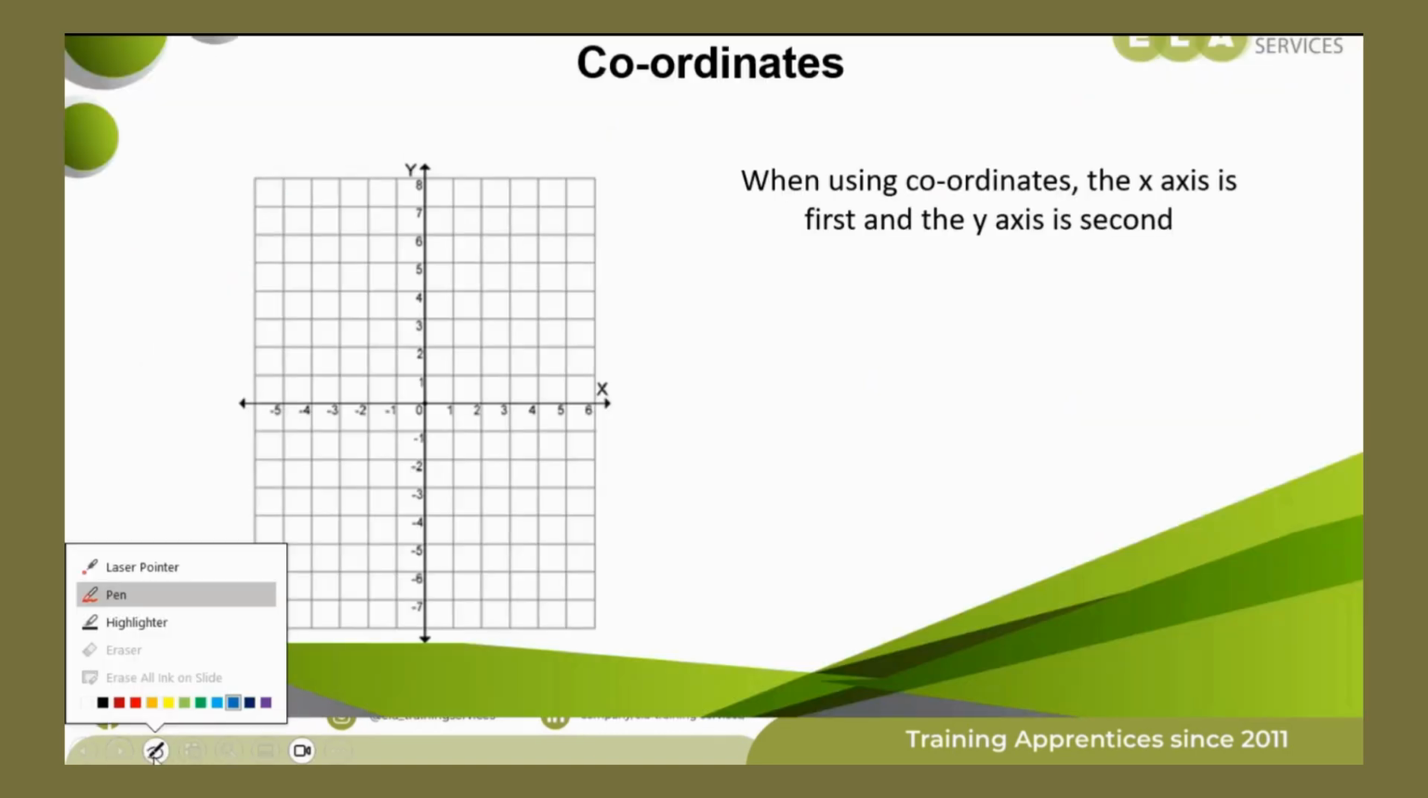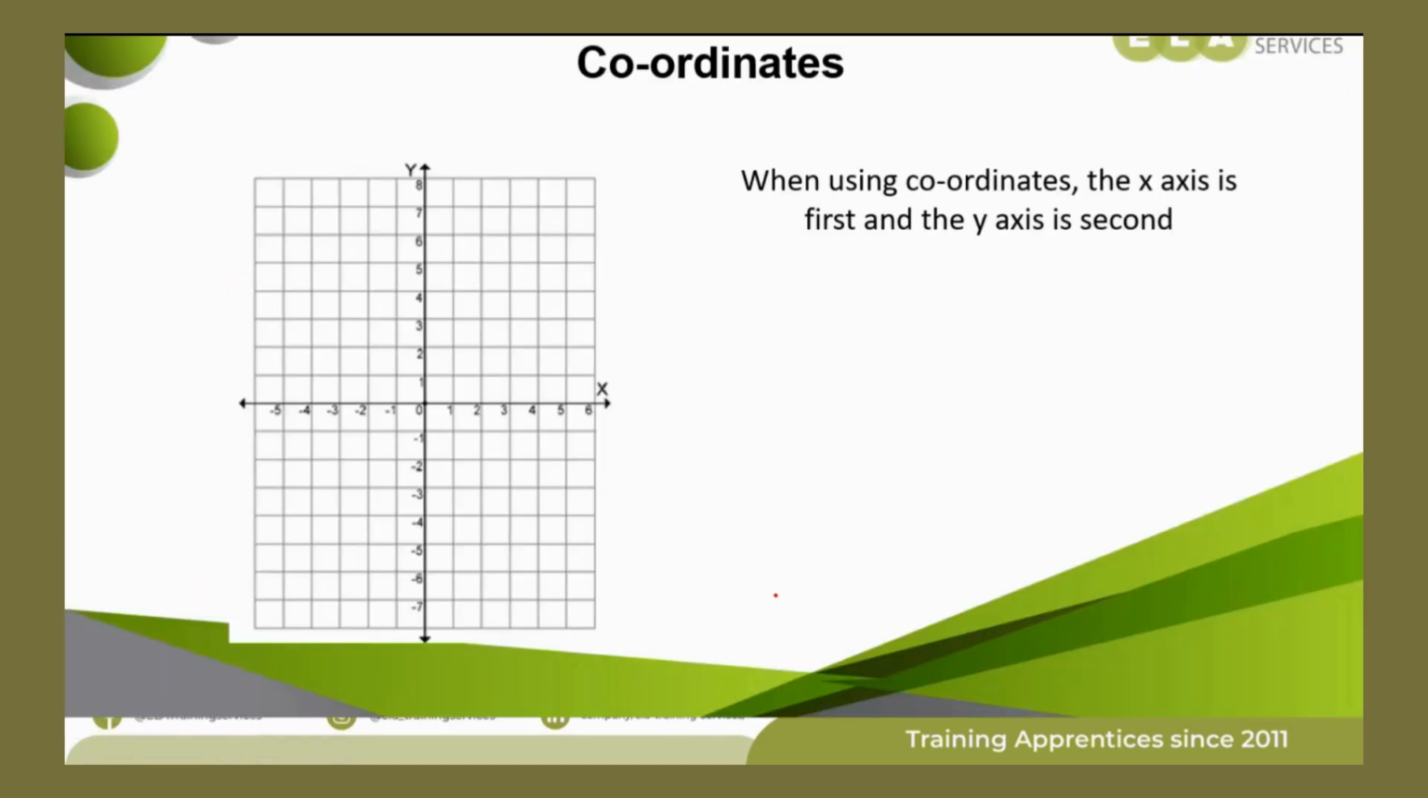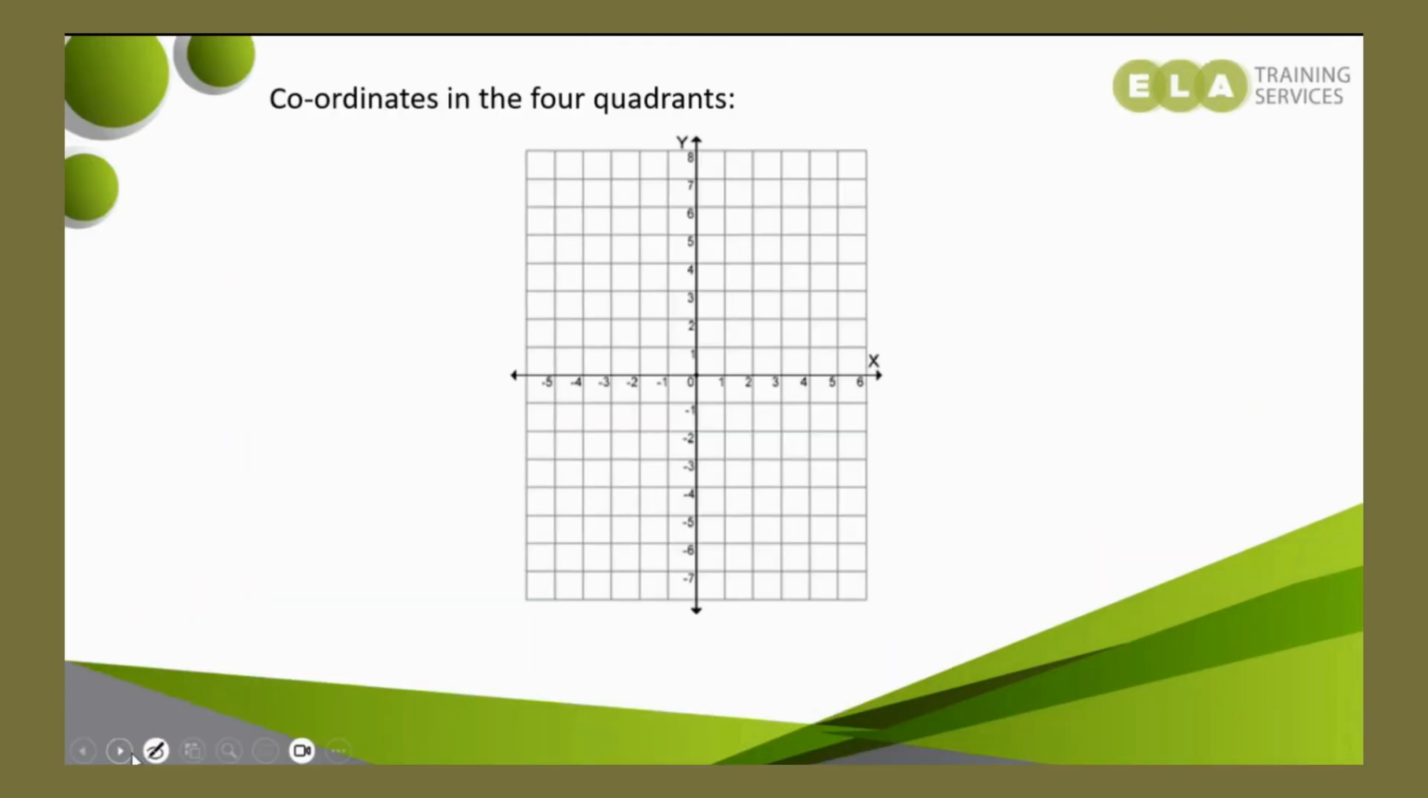So our second to last topic that we are going to have a look at today is coordinates. So when you are using coordinates, especially on a 4-point grid, the x-axis is first and the y-axis is second. It can be remembered by thinking you go along the corridor and up or down the stairs. So we always read across first and then up or down.